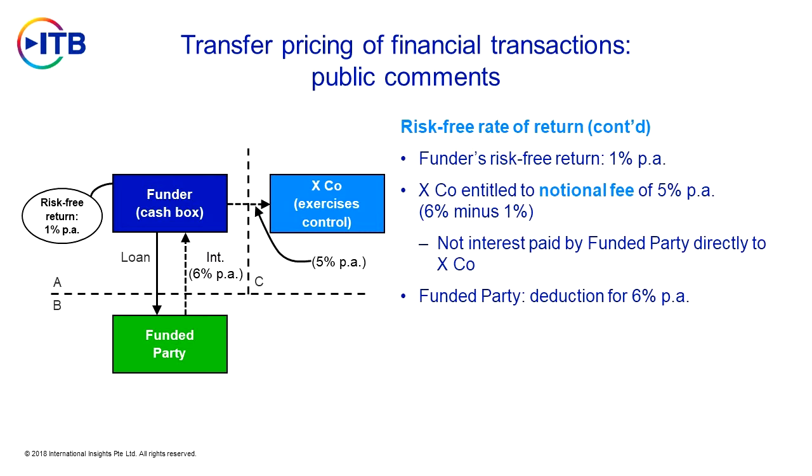Although the discussion draft does not say this, the transfer pricing guidelines would indicate that that 5% per annum is a notional fee paid by funder to Exco, not interest paid by funded party directly to Exco. The discussion draft does say that funded party, the borrower, is entitled to a deduction for the full 6%, assuming the other requirements of the Country B tax law have been satisfied.